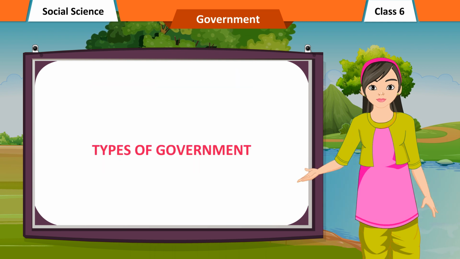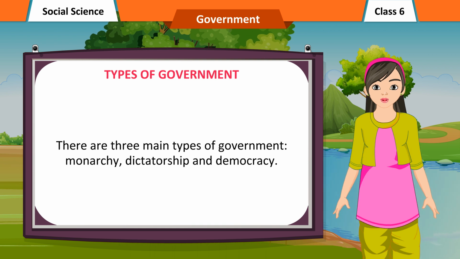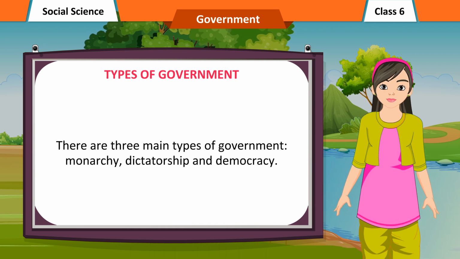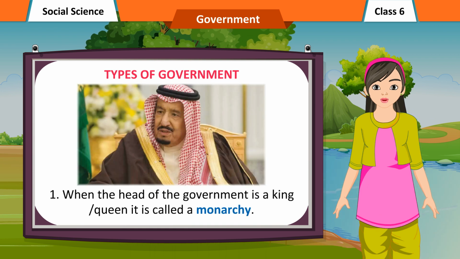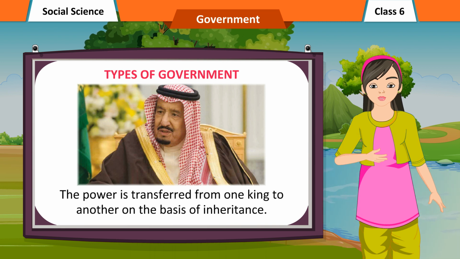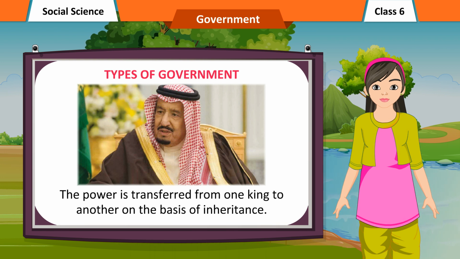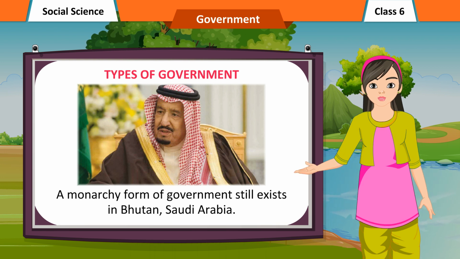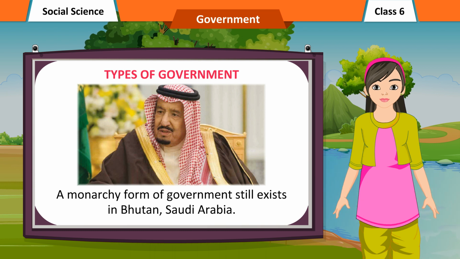Types of government. There are three main types of government: monarchy, dictatorship, and democracy. 1. When the head of the government is a king or queen, it is called a monarchy. In a monarchy, the king enjoys the supreme power. The power is transferred from one king to another on the basis of inheritance. A monarchy form of government still exists in Bhutan and Saudi Arabia.